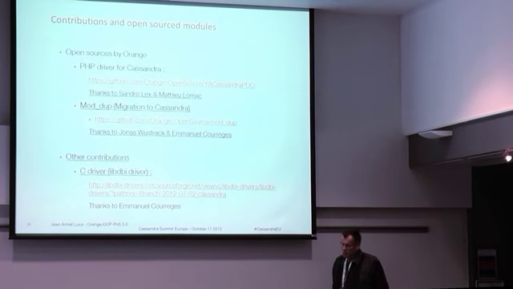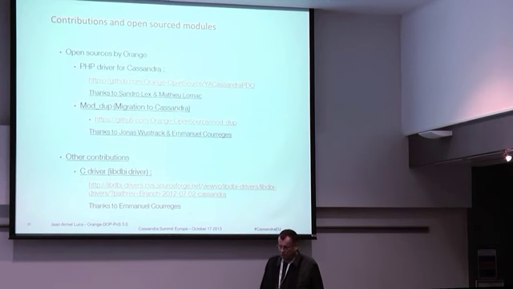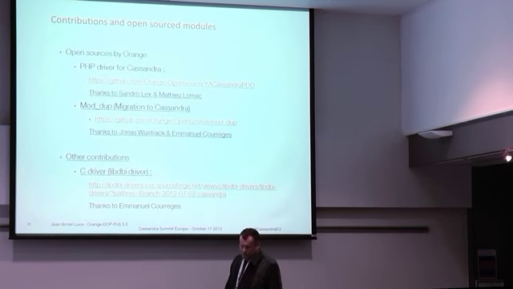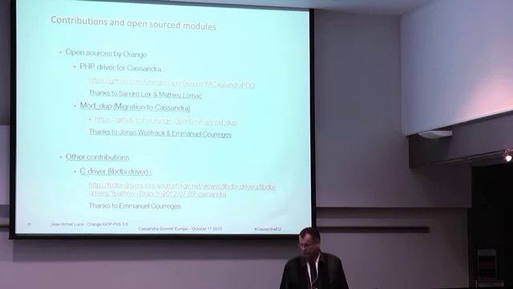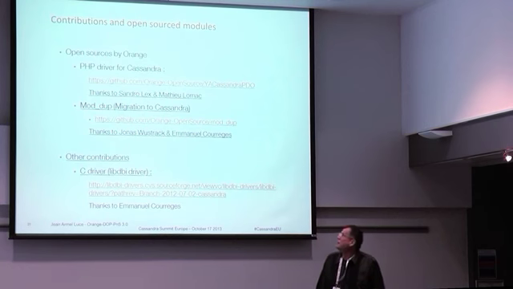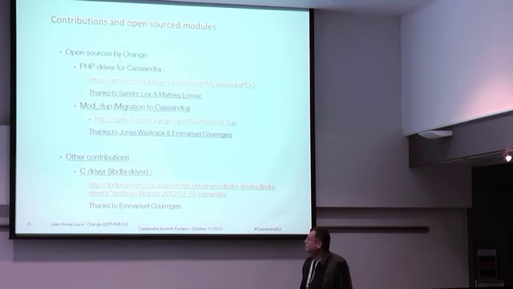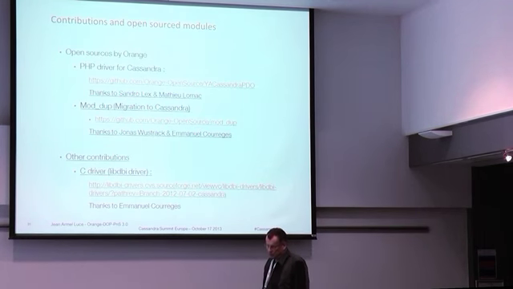Just a few words now about the contribution and about the open source modules, open sourced by Orange. At first, there is a PHP driver for Cassandra. This is the PHP driver that we use in production. With this driver, you are able to work with CQL3 tables. So you can use all the features of Cassandra 1.2. For example, you can use the compound keys, the collection types, and so on. It is available from GitHub. So thanks to Sandro and Mathieu for this driver.